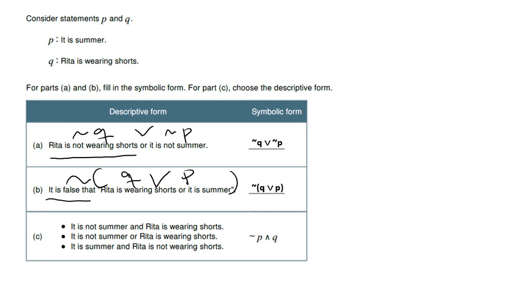Finally, we want to take this statement and express it in its descriptive form. So, not P, it is not summer, and Rita is wearing shorts. It is not summer, and Rita is wearing shorts is the first one.